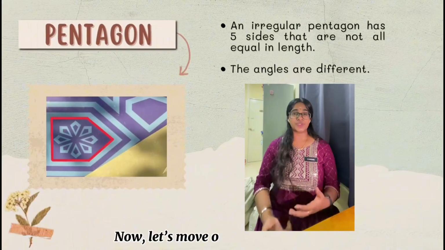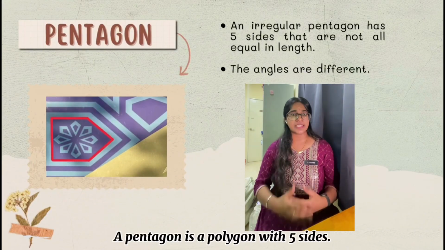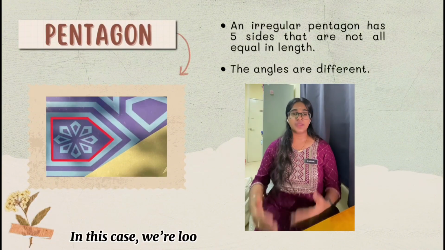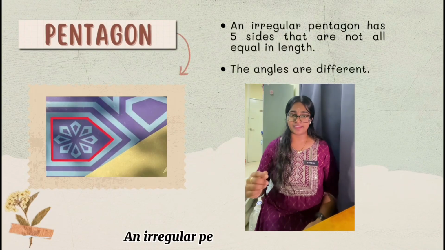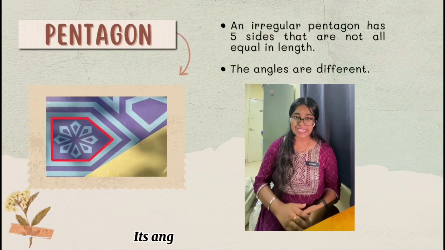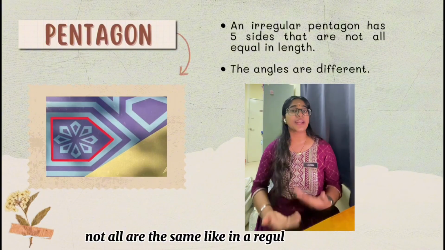Now, let's move on to our next shape, the pentagon. A pentagon is a polygon with 5 sides, but not all pentagons look the same. In this case, we are looking at an irregular pentagon. So what does that mean? An irregular pentagon has 5 sides that are not all equal in length. Its angles can also be different, not all the same like in a regular pentagon.